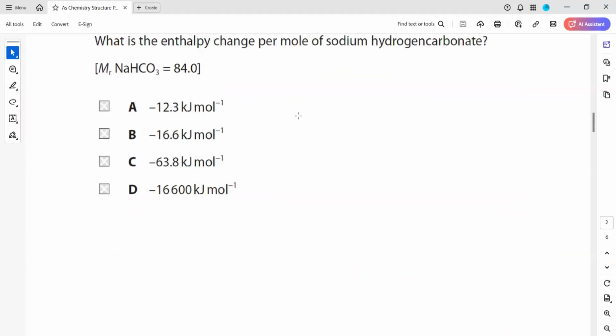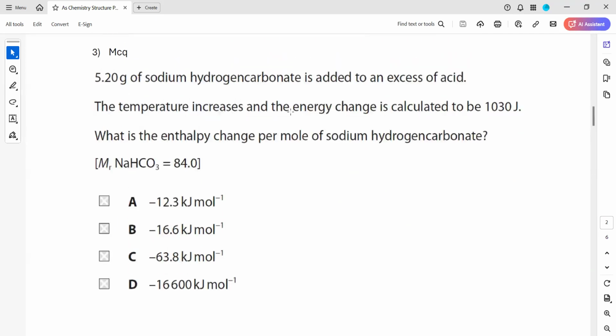Yes, I will explain again. Look, whenever we need the enthalpy change or energy change, it is energy divided by the mole. The energy is 1030, but it should be in kilojoules. So when we divide it by 1000, it will give 1.03 kilojoules. So that is the energy.